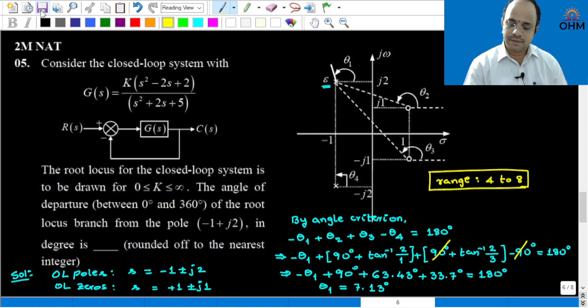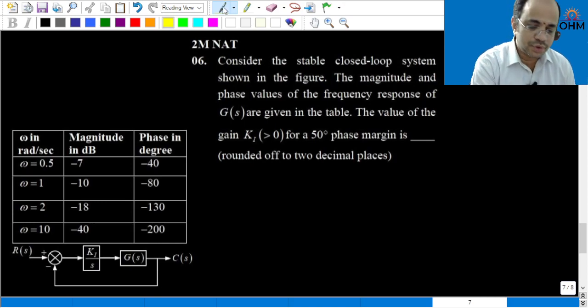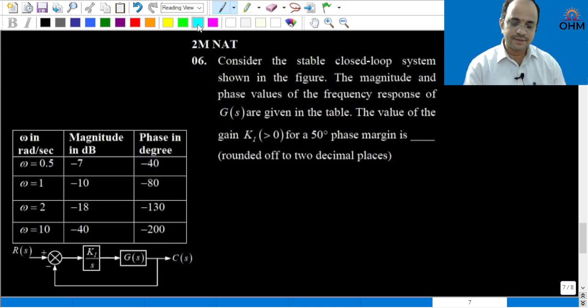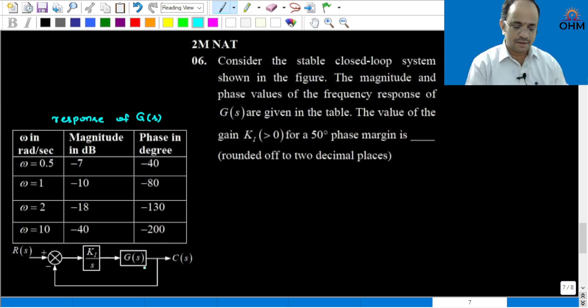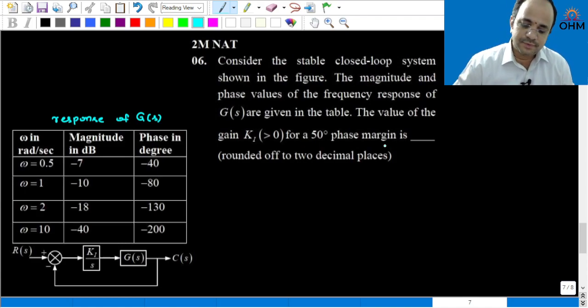So, nicely given question. Next one, due to space adjustment, I split the question like this. Consider the stable closed loop system shown in the figure. The magnitude and phase values of the frequency response of G of S, now follow carefully, this is the frequency response of G of S, not the complete forward transfer function, are given in the table. What is the value of gain Ki for a phase margin of 50 degrees?